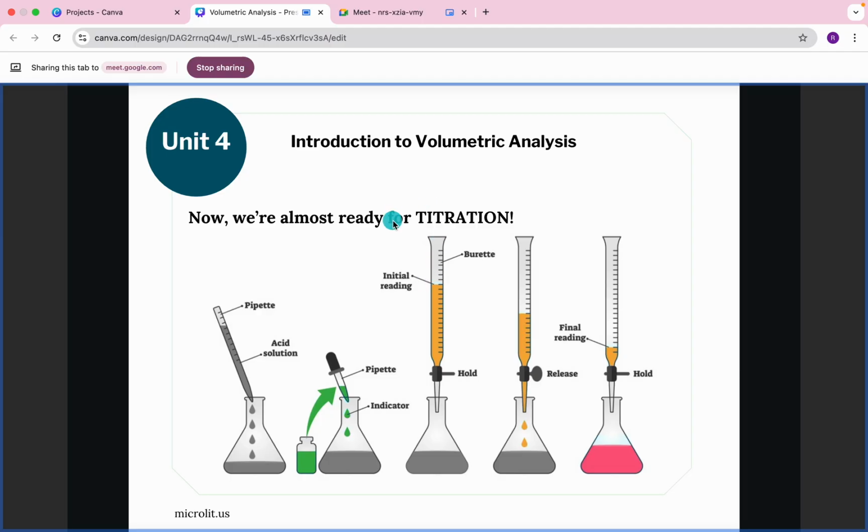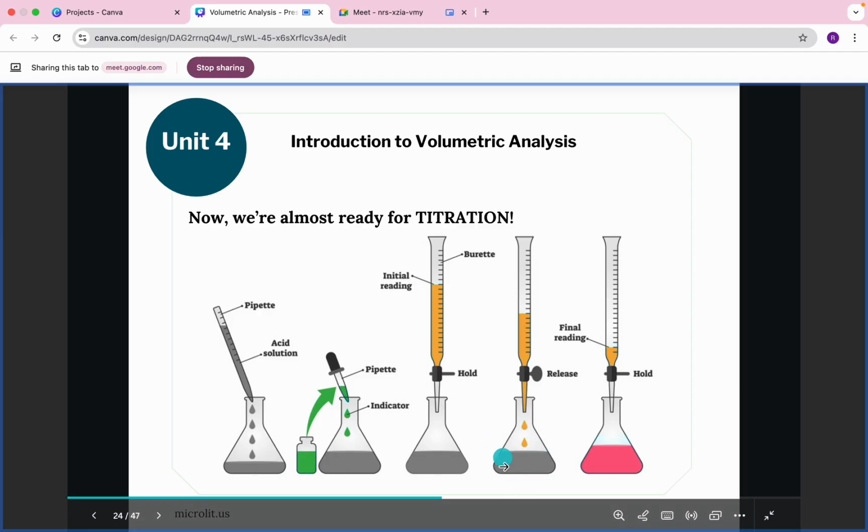After washing, you need to ensure that there are no air bubbles and the initial volume is recorded. Usually we fill this up to 0, the first mark at the top of the burette. You need to get the initial volume, and after you do the titration, you get the final reading. The titrant is slowly added from the burette to the analyte. Your analyte is in this flask because you already prepared it here.